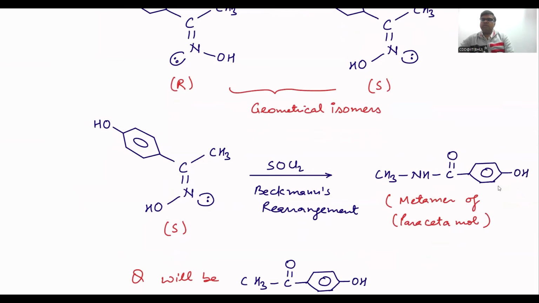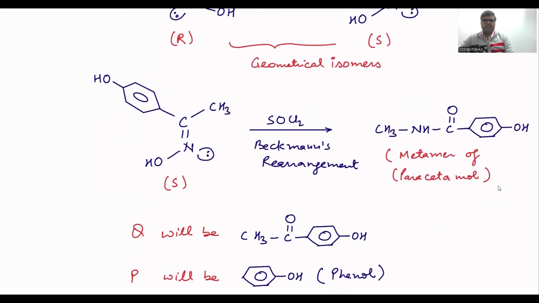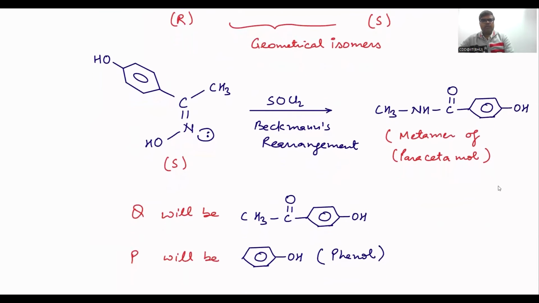If the phenolic linkage is bonded with the NH group, that is paracetamol. If the CH3 is bonded with the NH group, it's not paracetamol, it's a metamer of paracetamol. So if a person creates a different type of question, it can be linked with isomerism also. At the moment, I have restricted my question to just Chemistry in Everyday Life part 2, Beckmann's rearrangement, because we are discussing primarily Beckmann's rearrangement.